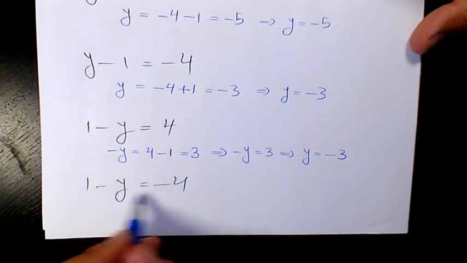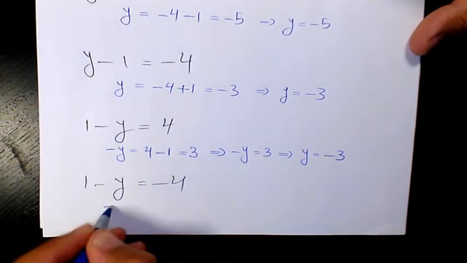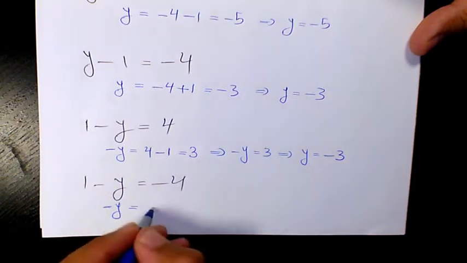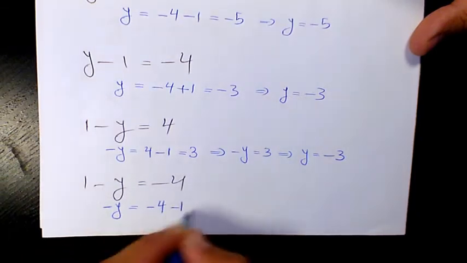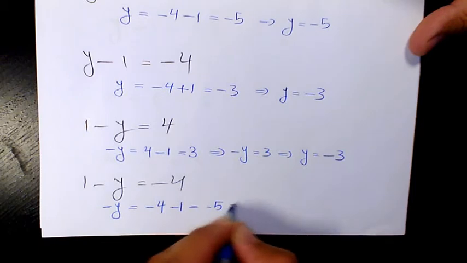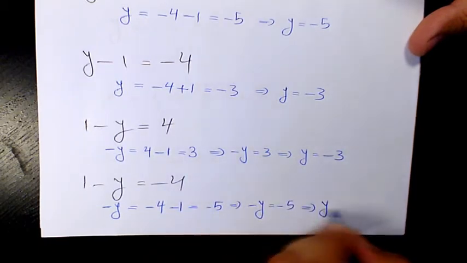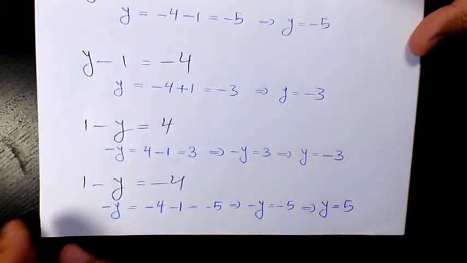1 minus y equals negative 4. So I keep negative y on this side, and I move 1 to the right hand side of the equation. So negative 4 minus 1 is negative 5. Negative y equals negative 5, which means y equals 5.